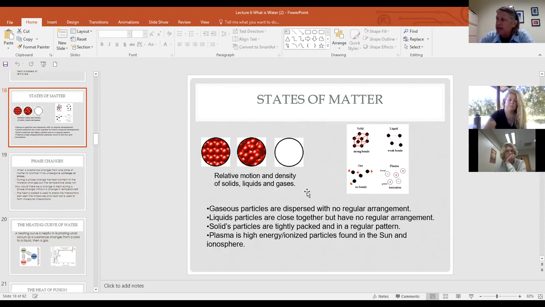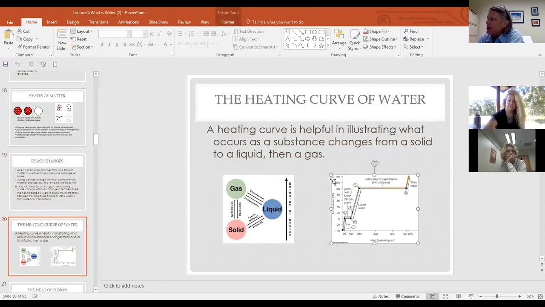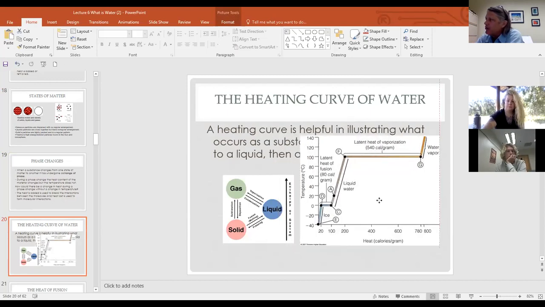So water exists in 3 states and moves state to state. When it moves, we call it a phase change. When you add heat, you get positive phase changes. When you lose heat, you get negative phase changes. Anything that melts, you wind up with a heating curve. And here's water's heating curve. It has 3 states: vapor, liquid water, and ice.